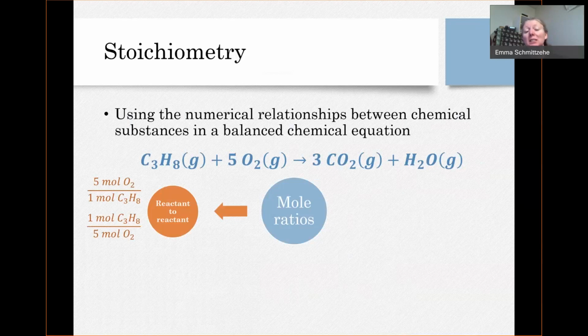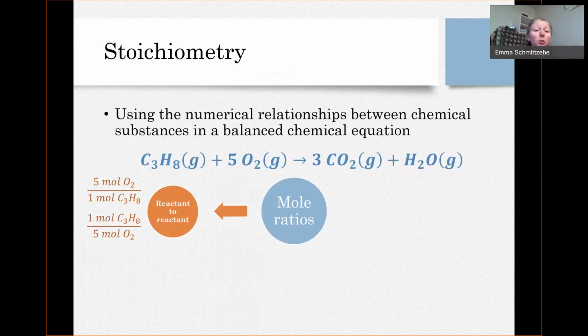Okay, so let's say I have a particular amount of propane, or C3H8, that I want to react, and I want to calculate how much oxygen gas I'm going to need. So if I wanted to do that, I'd use that first ratio written, because I'd start with the moles of propane, and then I can multiply by that ratio of 5 moles of oxygen over 1 mole of propane, and then that would tell me how much oxygen I need.